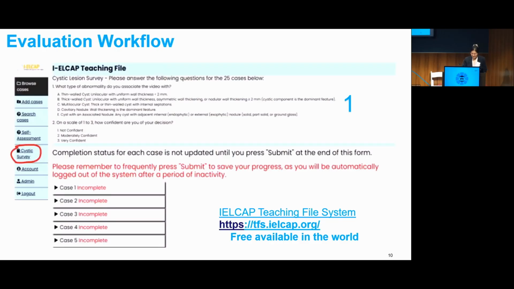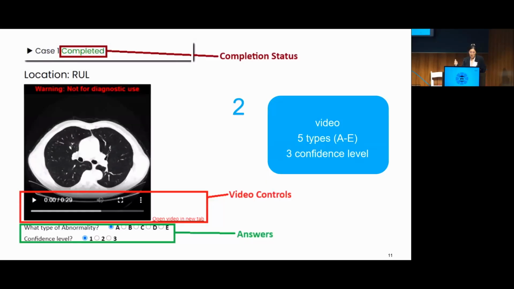There is a cystic lesion survey here on the left side. On the top, there are the descriptions for those 5 types of cystic lesions and the confidence level of your decision for every case. The numbers 1 to 3 represent not confident, moderately confident, or very confident, respectively. For each case, there is a short video on the top, and there are two questions on the bottom about the type selection and confidence level.